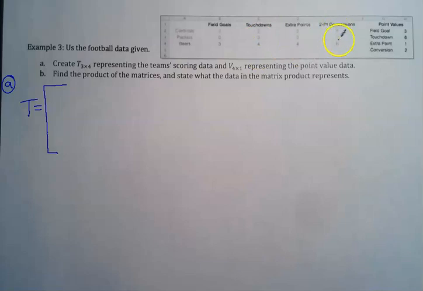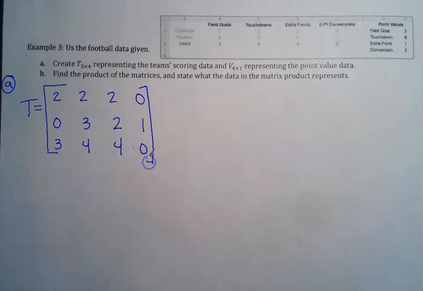We're just taking the numbers and pulling them right out of this table here. So the numbers we're going to pull out are 2, 2, 2, 0. That's that first row. In the second row, we have 0, 3, 2, 1. And make sure you're lining these up really well so you can tell what goes where. In the third row, we have 3, 4, 4, 0. Done.